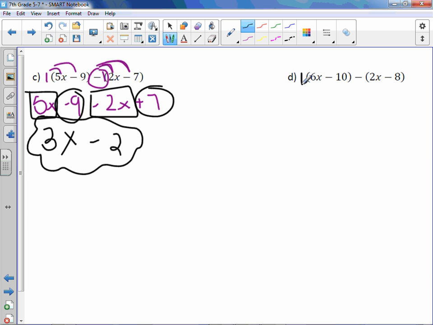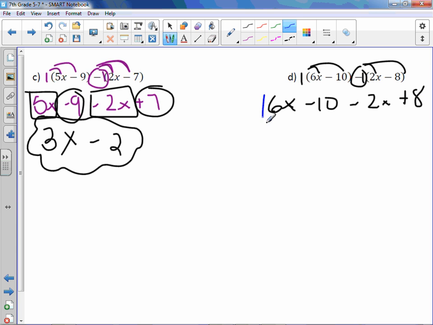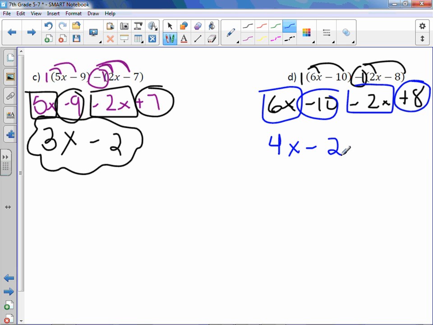Letter D, distribute. 6x minus 10. Distribute the -1. We get -2x plus 8. Like terms, 6x minus 2x is 4x. -10 plus 8 is -2.